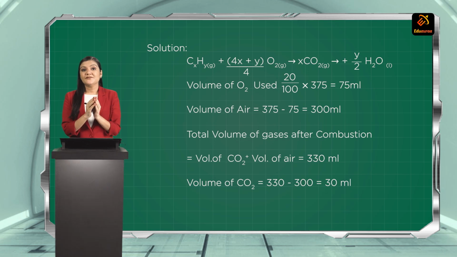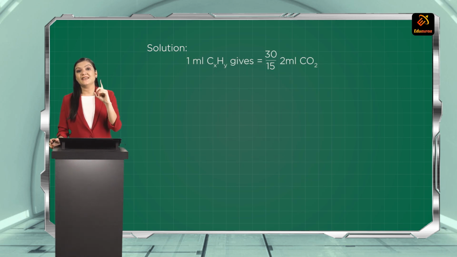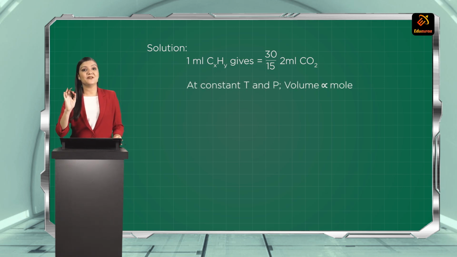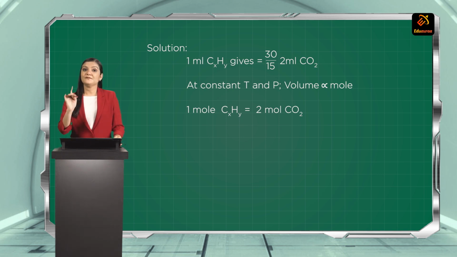Now students, 15 ml of gaseous hydrocarbon gives 30 ml of carbon dioxide. Then 1 ml of hydrocarbon will give 30 divided by 15, which is equal to 2 ml of CO2. Now students, we know the volume of carbon dioxide. At constant temperature and pressure, the volume is directly proportional to moles. So, 1 mole of hydrocarbon is equivalent to 2 moles of CO2. So students, x is equal to 2.